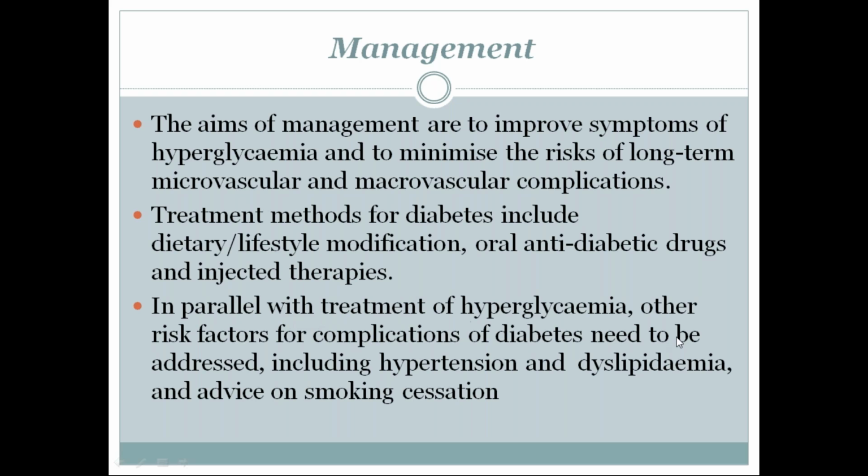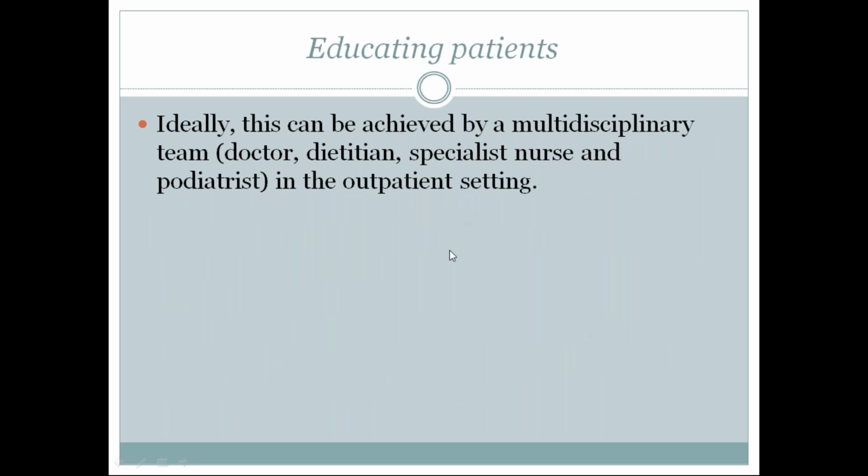So in addition to treating hyperglycemia, other risk factors for complications of diabetes, that include hypertension, dyslipidemia, and also alcohol and smoking cessation, should be given priority along with the treatment of diabetes. Then, coming to the management plan.